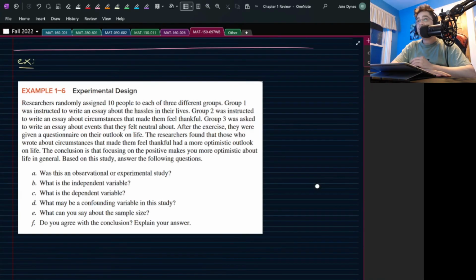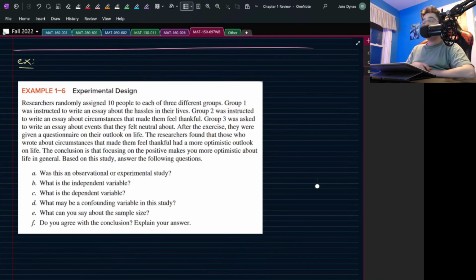Okay, so I've got another example here from the book. Let's go ahead and read it. Researchers randomly assigned 10 people to each of 3 different groups. Group 1 was instructed to write an essay about the hassles in their lives. Group 2 is instructed to write an essay about circumstances that made them feel thankful. Group 3 was asked to write an essay about events that they felt neutral about. After the exercise, they were given a questionnaire on their outlook on life. The researchers found that those who wrote about circumstances that made them feel thankful had a more optimistic outlook on life. The conclusion is that focusing on the positive makes you more optimistic about life in general.